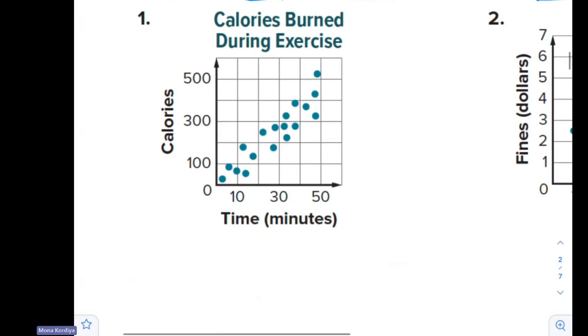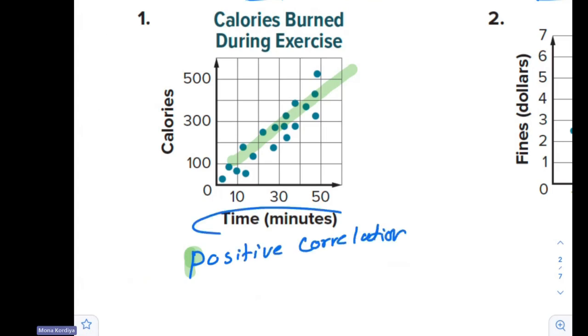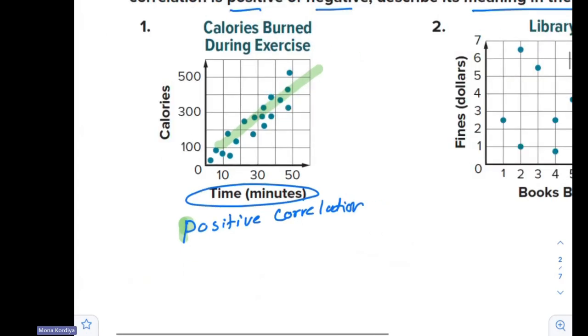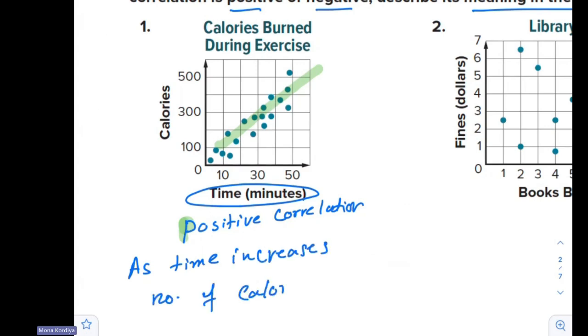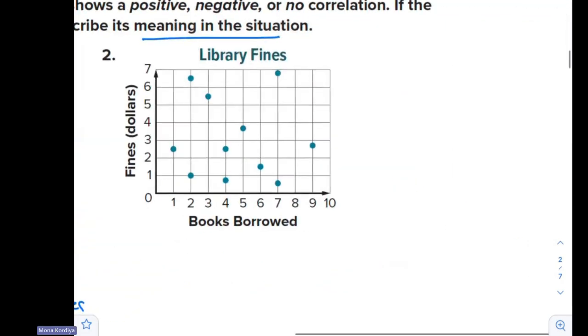Let's see this one. As you see, it's some kind of increasing. So since it is increasing with increasing, we can say it has positive correlation. And when you describe, use the x values labels. So we can say as time increases, number of calories increases as well. Okay, here, as you see, the points are scattered everywhere without a specific trend. So you will say there is no correlation.